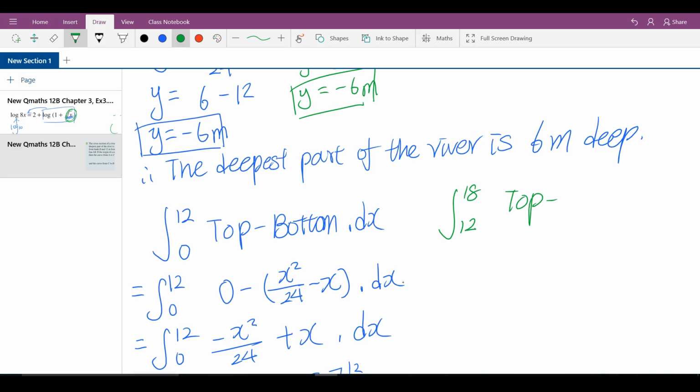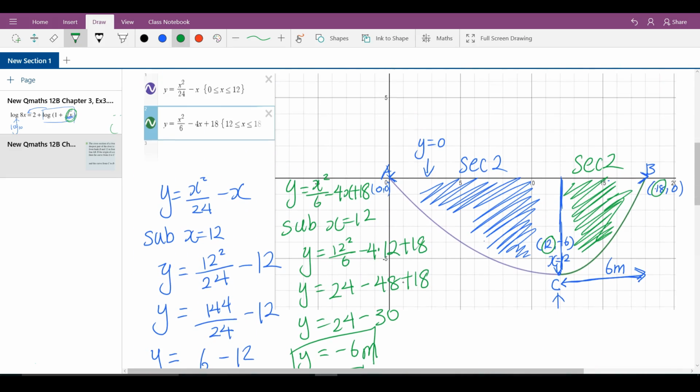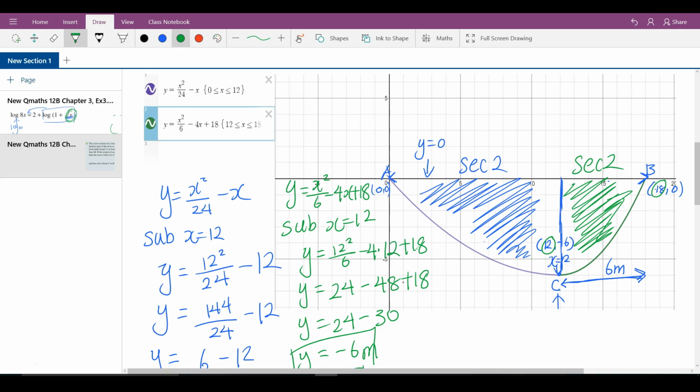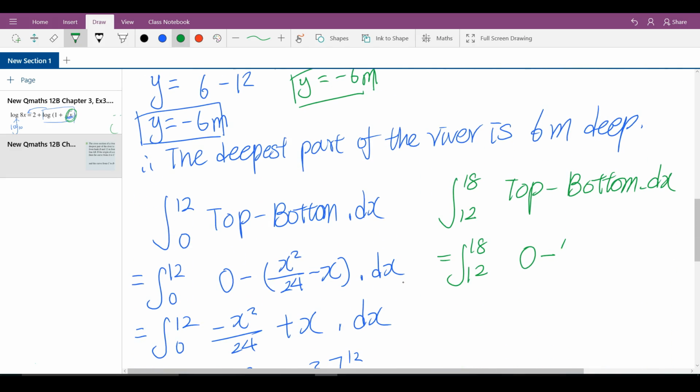Top minus bottom. Integrate with respect to x. The top function is just like before, the y equals 0 function, which is the x-axis. So 0 minus the curve function, which is x squared divided by 6 minus 4x plus 18. Integrate with respect to x.